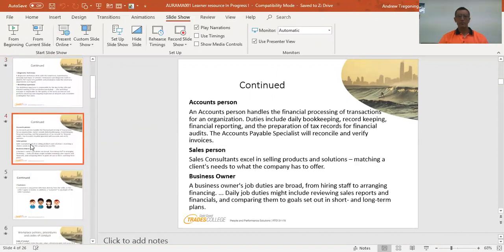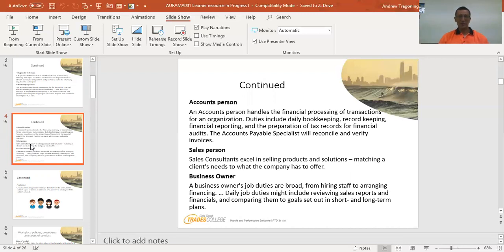Just continuing on, working over towards the office part of the business, we have an accounts person. That person handles the financial processing of transactions for an organisation. Some of those duties include daily bookkeeping, record keeping, financial reporting, and also the preparation of tax records for financial audits. Accounts payable specialists will reconcile and verify invoices. So typically, every business has money coming in, money going out, and we need an accounts person to manage that process, just to keep a handle on the ongoing viability of the business and pay its bills.